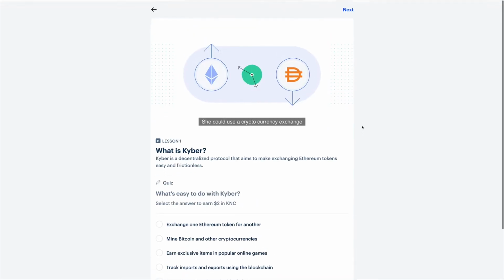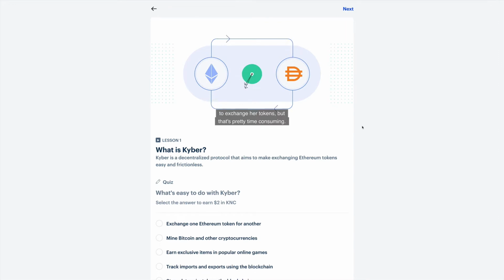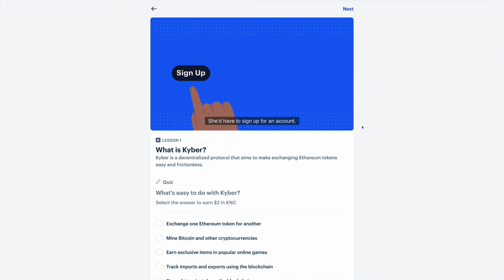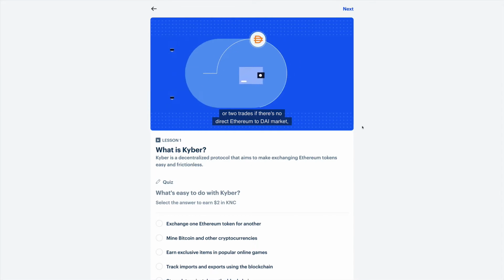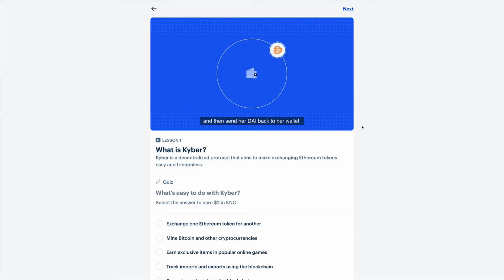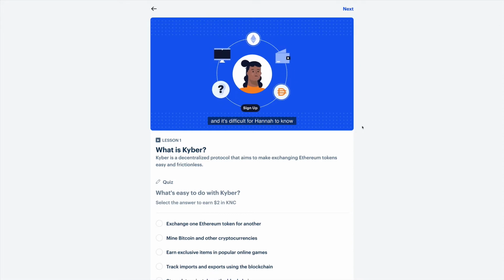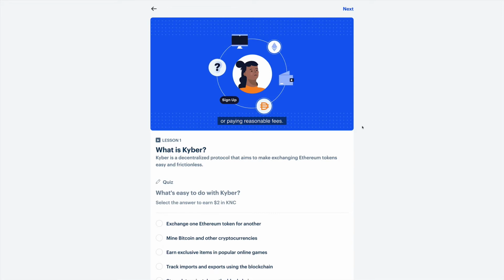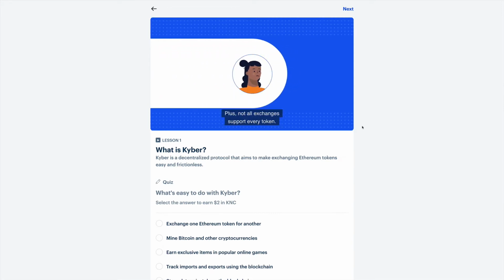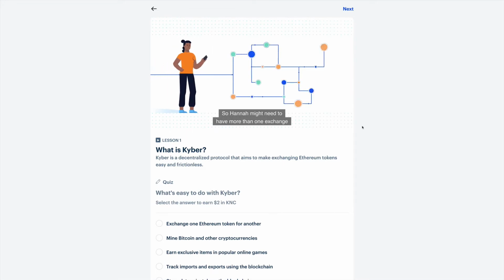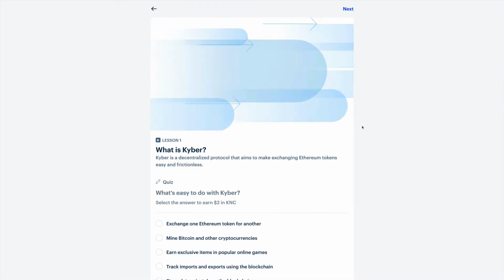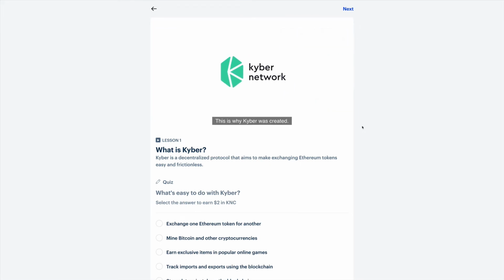She could use a cryptocurrency exchange to exchange her tokens, but that's pretty time consuming. She'd have to sign up for an account, send her ETH to the exchange, place a trade, or two trades if there's no direct Ethereum to DAI market, and then send her DAI back to her wallet. That's a lot of time and effort, and it's difficult for Hannah to know if she's getting a good exchange rate or paying reasonable fees. Plus, not all exchanges support every token, so Hannah might need to have more than one exchange account to move between different tokens. This is why Kyber was created.